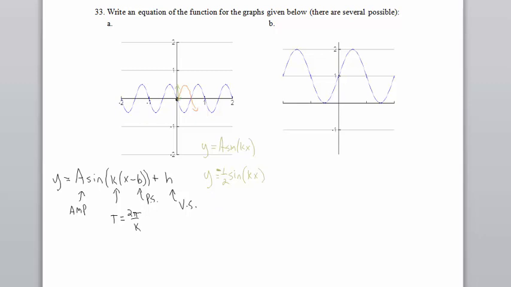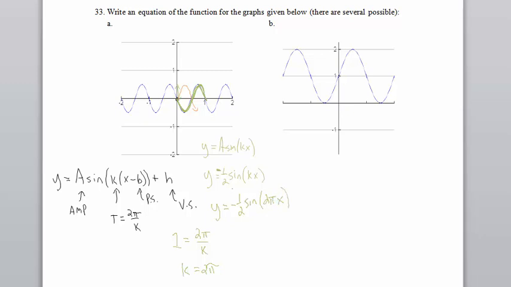Let me trace this curve in green. It goes through one complete cycle after one, which means the period is 1. So 1 equals 2 pi over k. Solve that for k. Well, that's easy. k would have to be 2 pi, multiplying both sides by k. So k is 2 pi, and I'm done. y equals negative 1/2 times the sine of 2 pi x. That's the answer for part A.